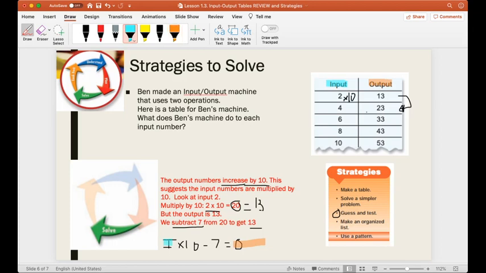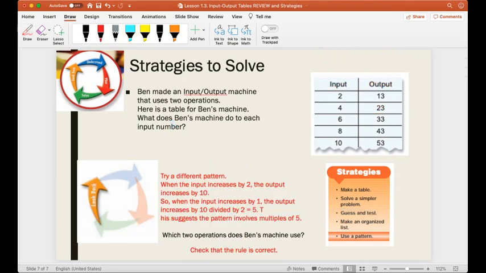So let's try it. We just tried it up here. We know it worked for the top one. Let's try it for the next one. We'll have 4, because that's our input value, multiplied by 10 minus 7 should equal 23. But it equals, if you're following along, 33. So we know that this does not work. We guessed and tested, and it's wrong. So we have to try a different pattern.